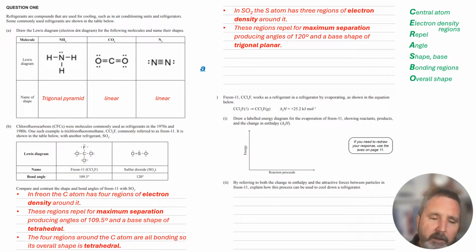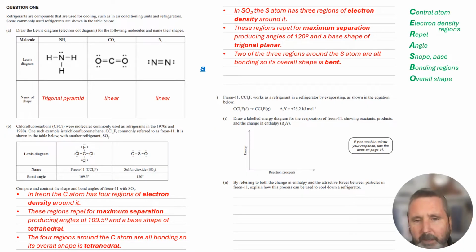We can see here that it's a wee bit different at the end. 2 of the regions are bonding and 1 is non-bonding. So we write that down and we state its overall shape, which is bent. 2 of the 3 regions around the sulfur atom are bonding, so its overall shape is bent.